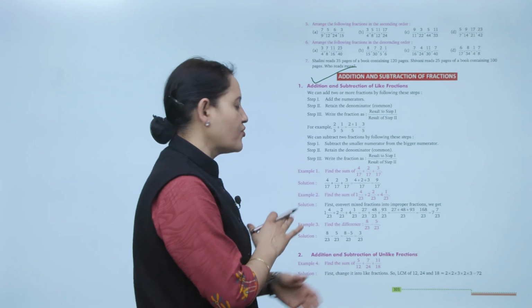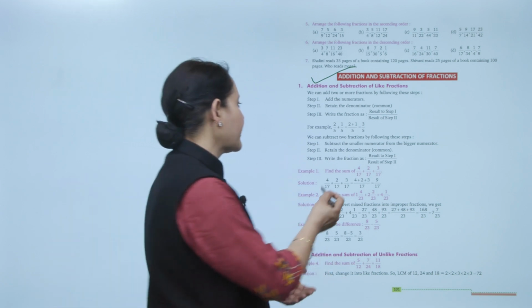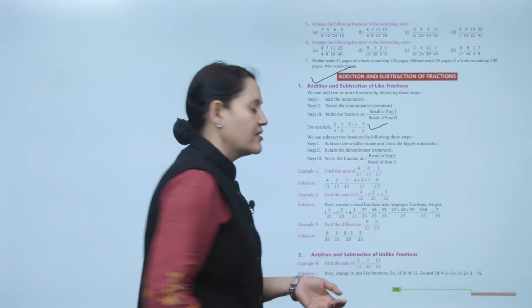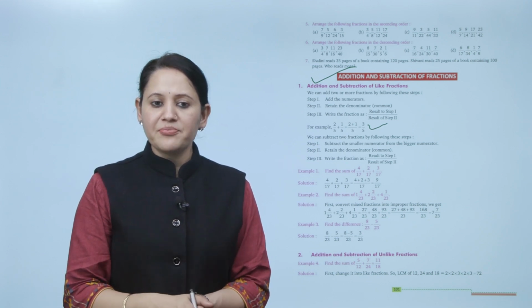So they are like fractions, so what we'll do? We simply add the numerator and write the common denominator below. So 2 plus 1, that is 3 upon 5. That is our answer. We can subtract two fractions by following these steps. Step 1.